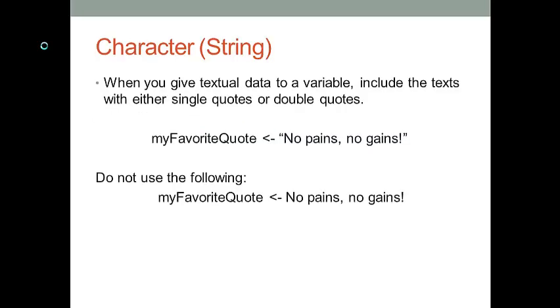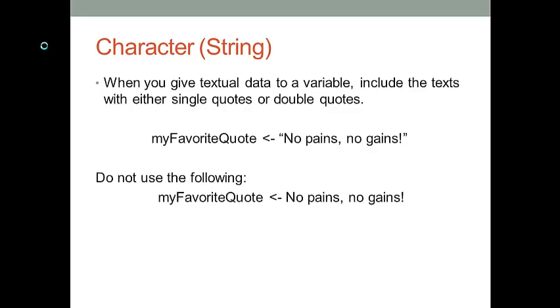We just talked about how to give a number to a variable name. What if I want to give some textual data to a variable? Can I do that in R? The answer is yes. In R, we call letters, words, symbols, or sentences string type values or character type values. If you want to give a string type value to a variable, you must include letters, words, sentences, or symbols by either single quotes or double quotes.